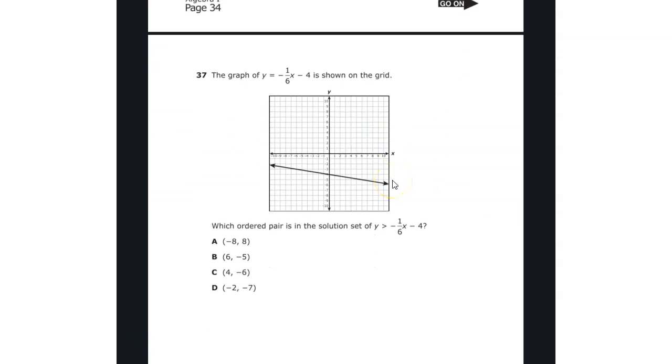Number 37, the graph of y equal to -1/6x minus 4 is shown on the grid. Which ordered pair is in the solution set of y greater than? So we're looking above the line. For us to get any values, the y value has to definitely be positive. Anything with a negative y value doesn't work. So we're just going to select that one.